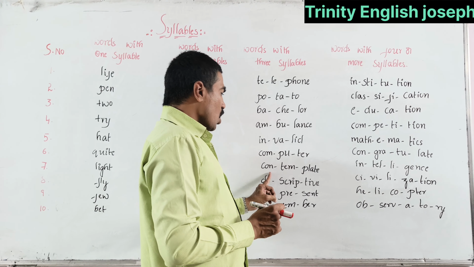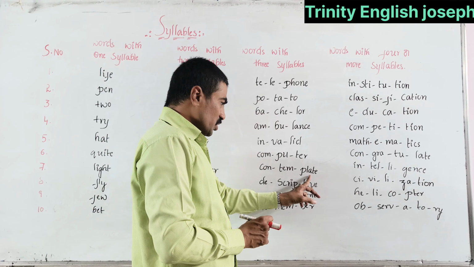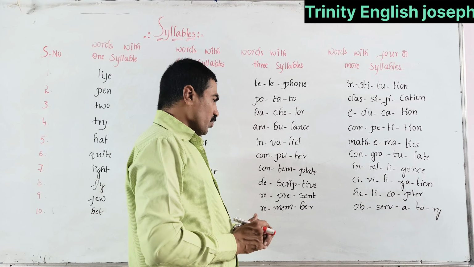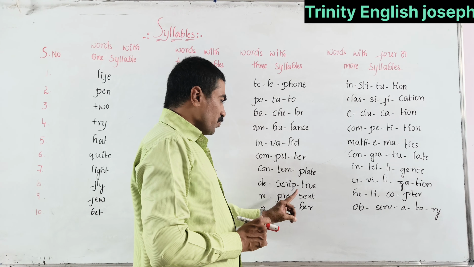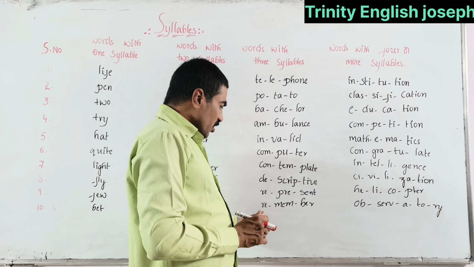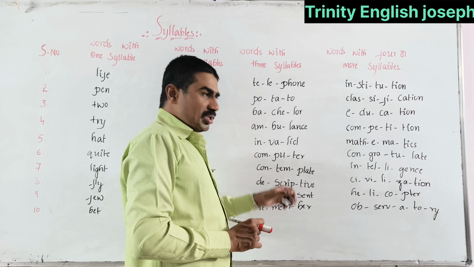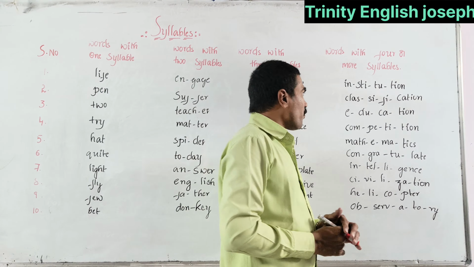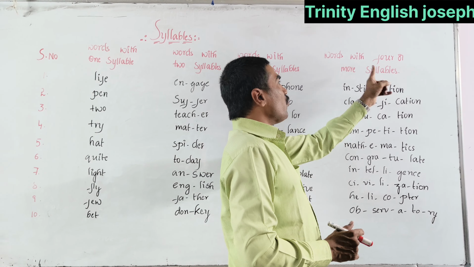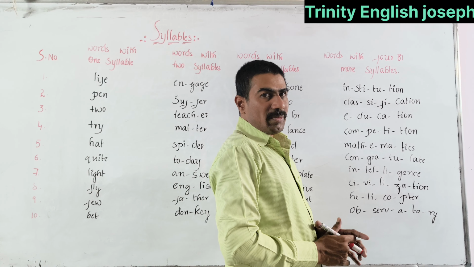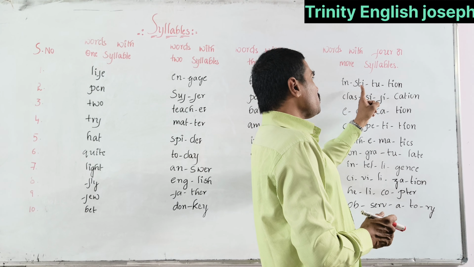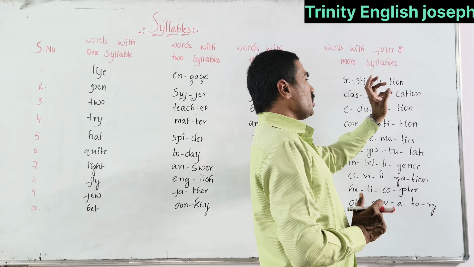And then contemplate, here also the same. We have two vowels but only one vowel sound. And then descriptive, and then represent, and then remember. So these are the trisyllabic words. And friends, the last one is words with four or more syllables, which we call polysyllabic words. Here, institution, four syllables.